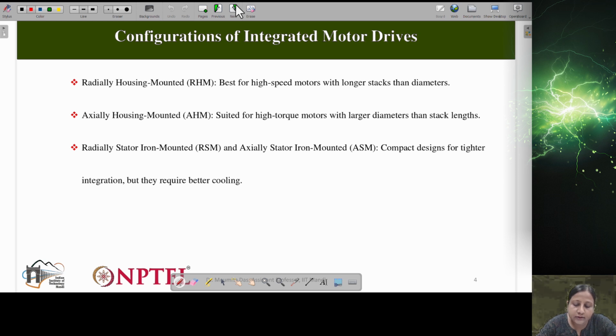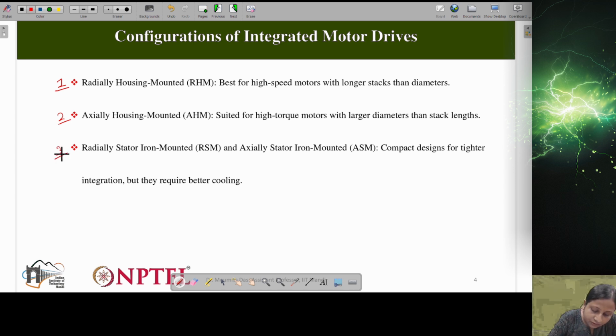Now, how to configure this integrated motor drive? There are various configurations. In the reference, these configurations are also given along with the diagram. Basically there are four types. You can see here radially housing mounted, also known as RHM, which is for high speed motors with longer stacks than diameters. The second one is axially housing mounted, which is suited for high torque motors with larger diameters than stack lengths.